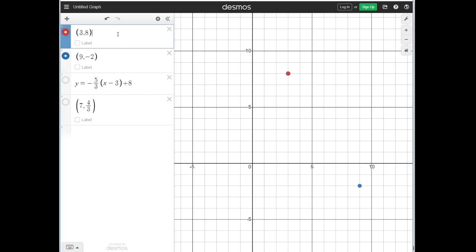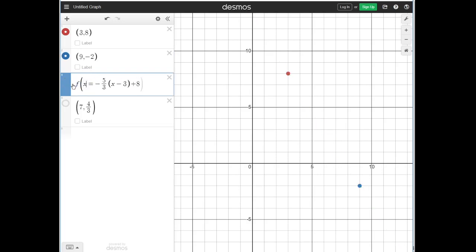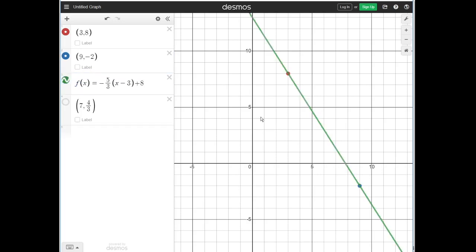All right, so we were given the point 3, 8, and given the point 9, -2. We created an equation for that line, and here it's written in a form that looks very reminiscent of point slope form, but we added 8 to both sides, and if we wanted to, we could call this just the name of a function. That'd be all the same here.